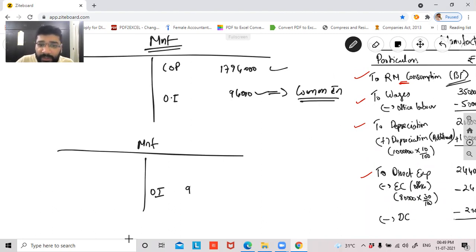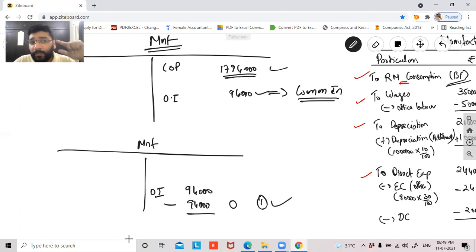Other income is 94,000. You will minus this 94,000 and make your other income 0. Yes or no? Because this has to go to your P&L account. So you'll minus it from the manufacturing account and take it to the P&L account. This will be the first step. Yes or no? Yes, sir. And if you remove this other income of 94,000 rupees, your cost of production will go up or come down?